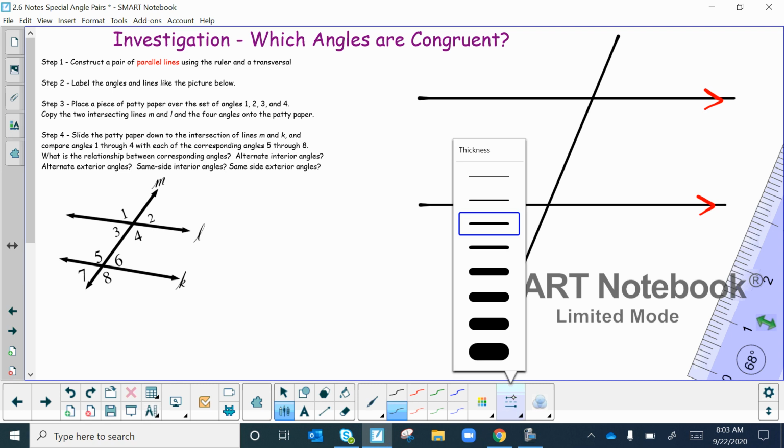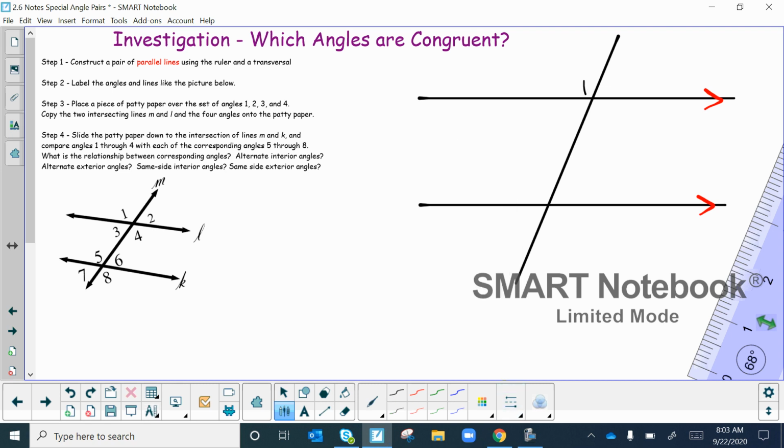So let's use those same numbers: 1, 2, 3, and 4, kind of like earlier, and 5, 6, 7, and 8. It says place the patty paper over the angles 1, 2, 3, and 4, and then copy the intersecting lines. Copy the two intersecting lines M and L over the 4. Okay, so which ones were M and L? Let's go label that. So this would be line M, this would be line L, and this would be line K.